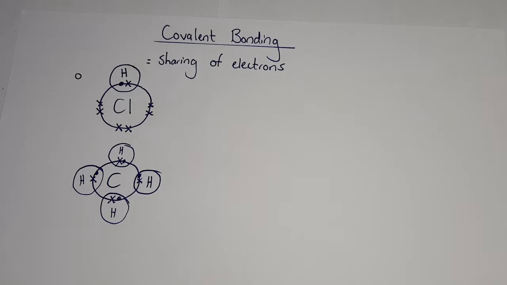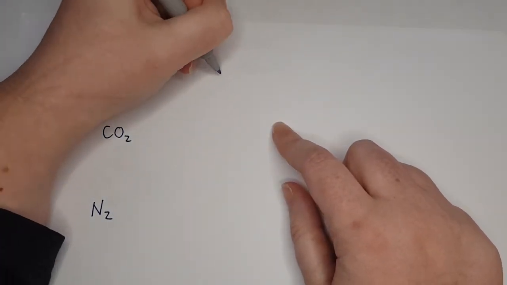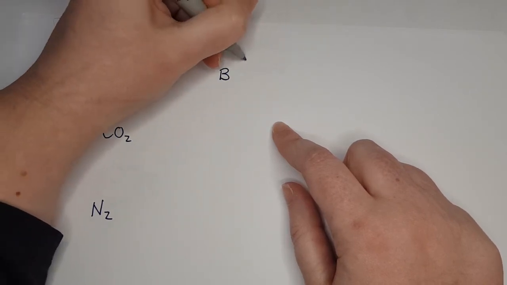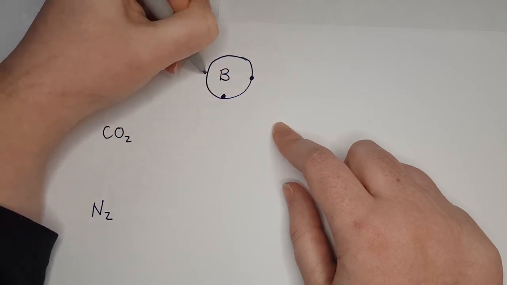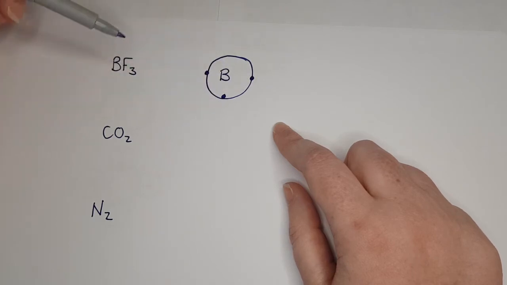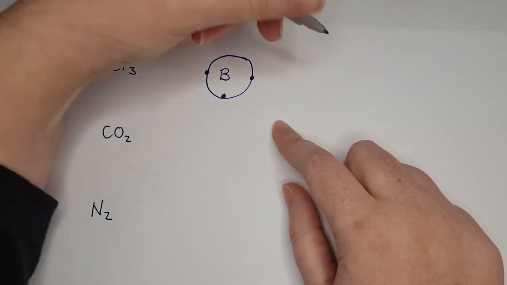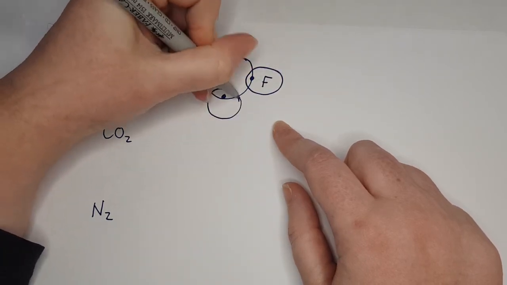So if we look at different examples, now I have BF3, so boron with 3 fluorines attached to it. So if I look at boron, boron is in group 3. So I have boron, and it has 3 electrons next to it. So now it can make 3 pairs. Since there's 3 fluorines, each one of those is going to pair with the boron.